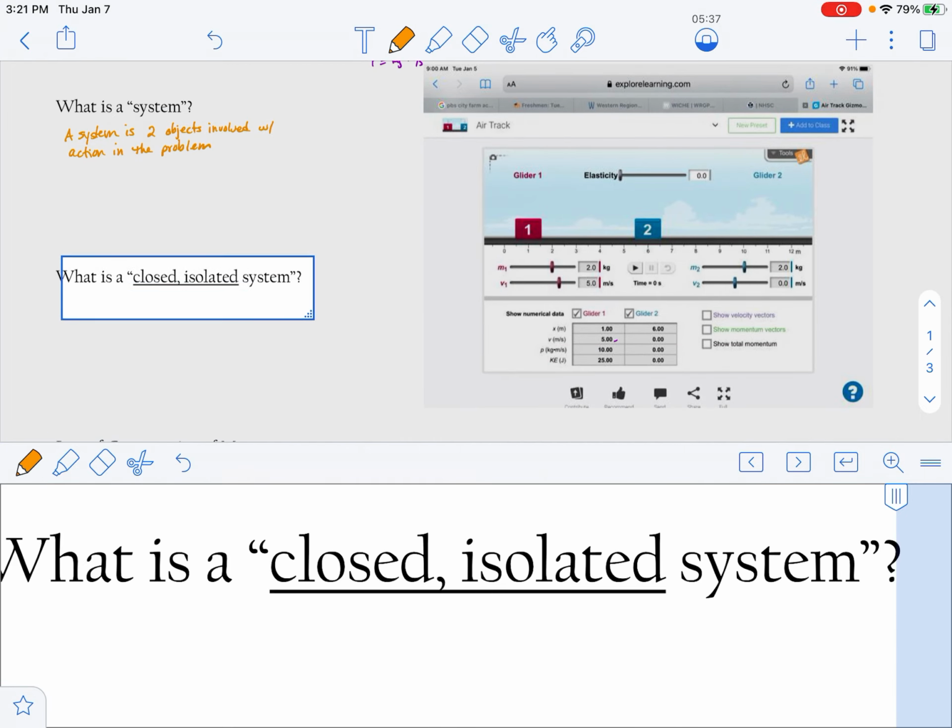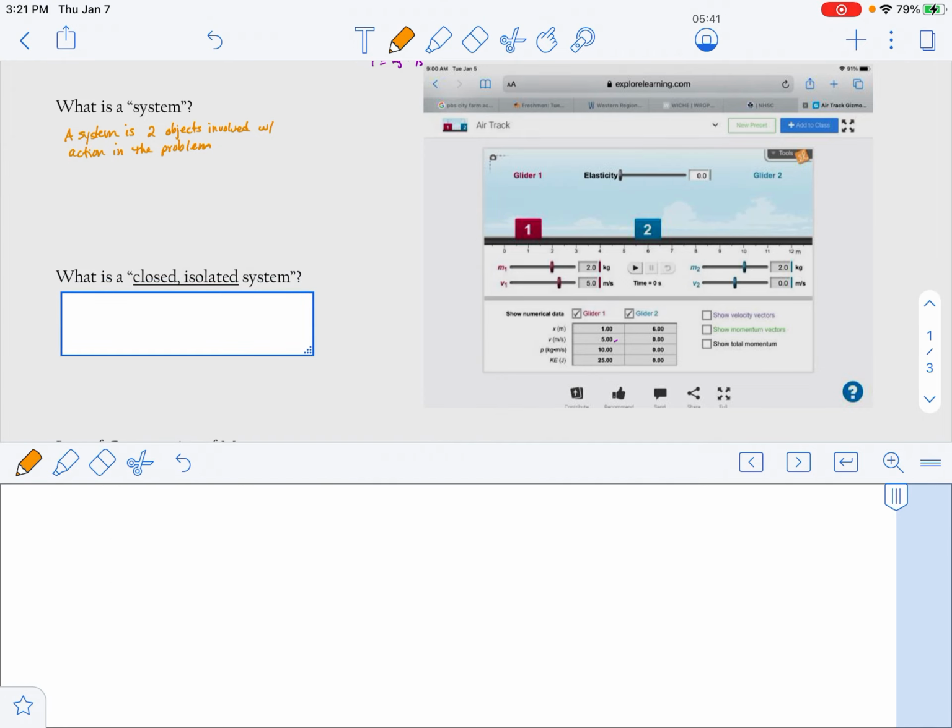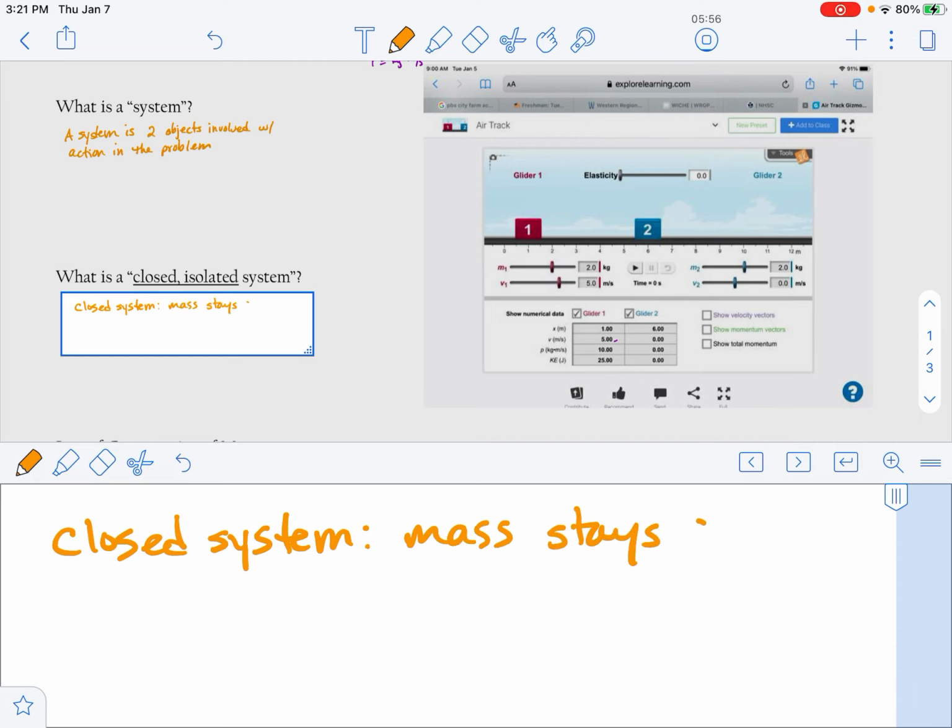Okay, and so we're going to be more specific. We're going to look at what a closed, isolated system is. So these are two very specific conditions that have to be true in order for this law to work. A closed system is one in which the mass stays constant.